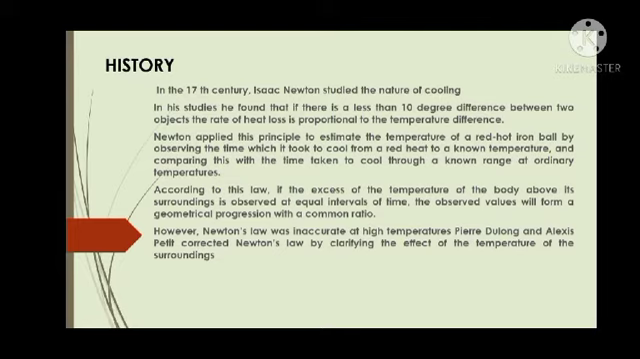According to this law, if the excess of the temperature of a body above its surroundings is observed at equal intervals of time, the observed values will form a geometric progression with a common ratio. However, Newton's law was inaccurate at high temperatures. Pierre Louis Dulong and Alexis Petit corrected Newton's law by clarifying the effect of the temperature of the surroundings.